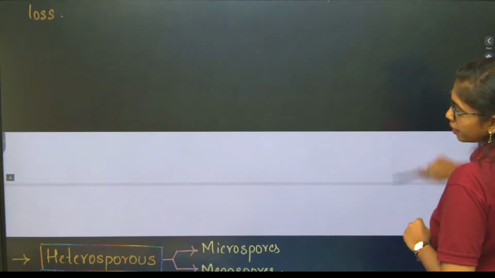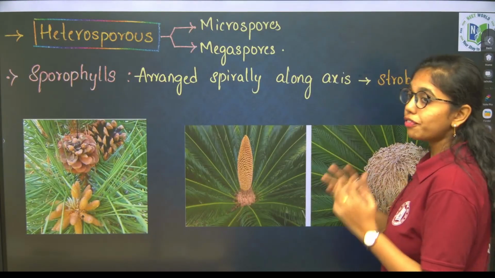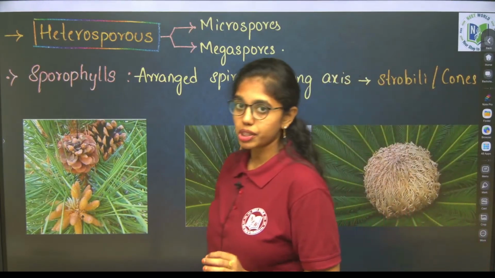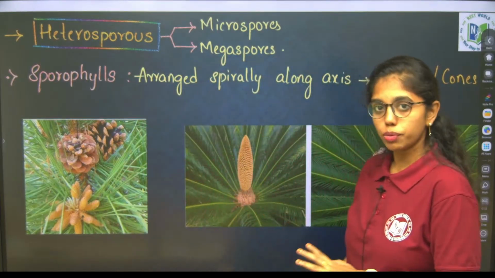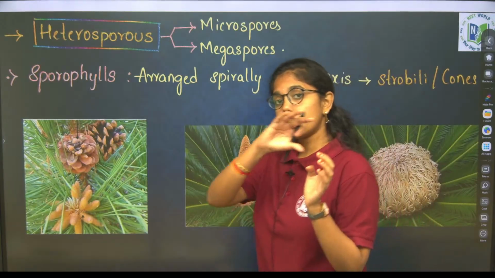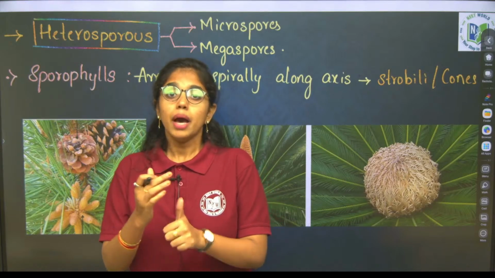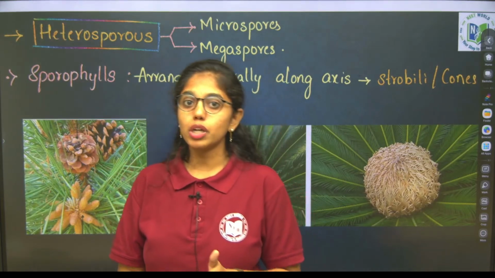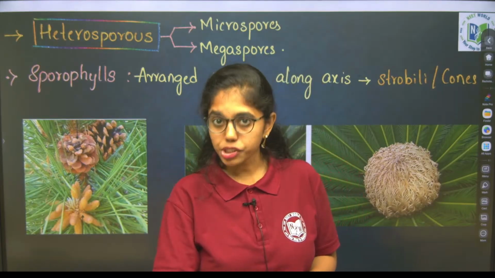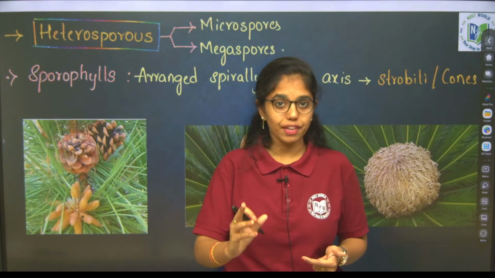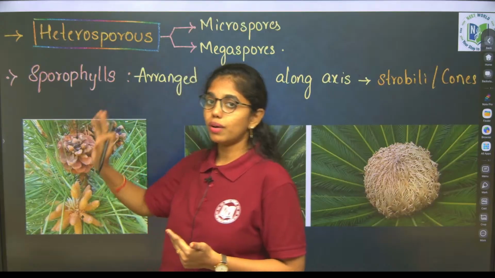Now let us come to the sporophytic structures. The heterosporous condition is first observed in pteridophytes, and then also in gymnosperms. So once let us recall the evolutionary perspective with this homosporous and heterosporous condition. Bryophytes are completely homosporous. Pteridophytes, few of them will show heterosporous condition like Marsilea, Azolla, Selaginella and Salvinia. Whereas gymnosperms show completely heterosporous condition only.